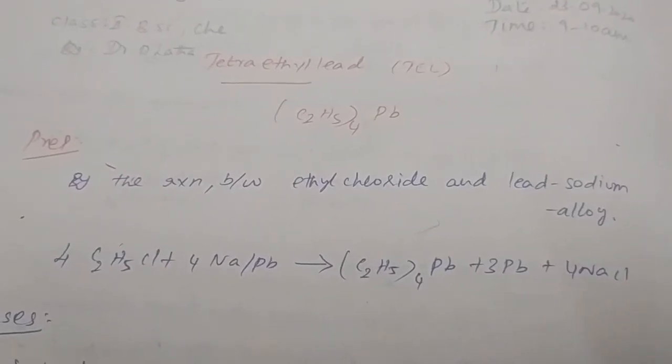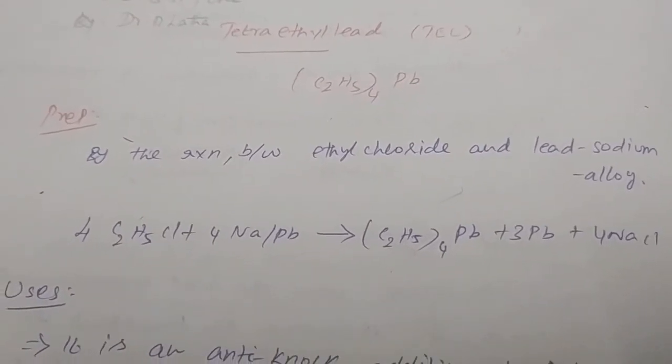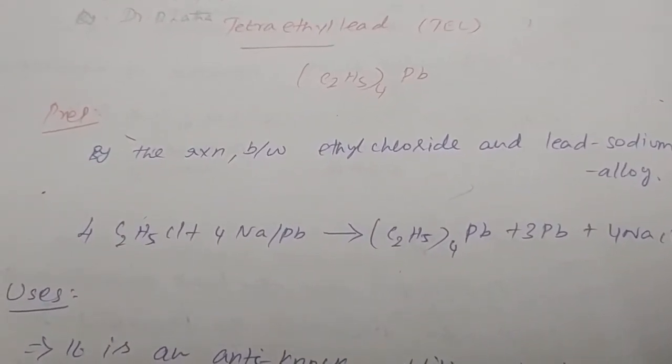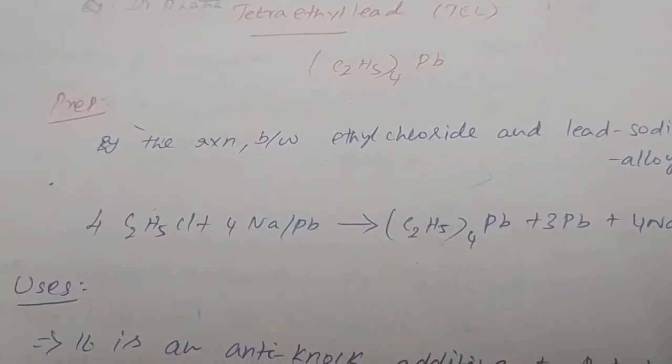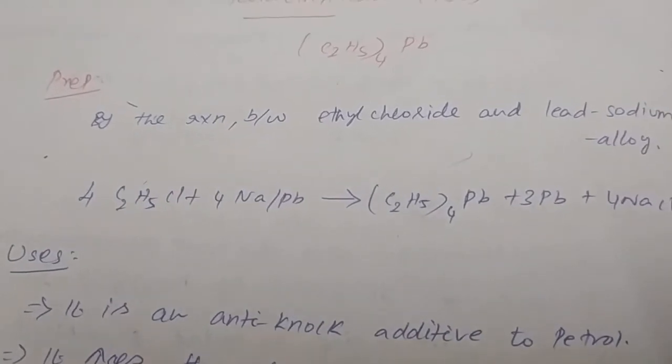Good morning students. So இன்னைக்கு நம்ம கிளாஸ்ல என்ன பார்க்க போறோம் அப்படினா tetraethyl lead. So tetraethyl lead, it is simply represented as TEL. So the formula of tetraethyl lead is (C2H5)4 Pb.